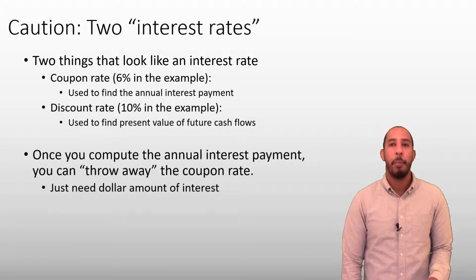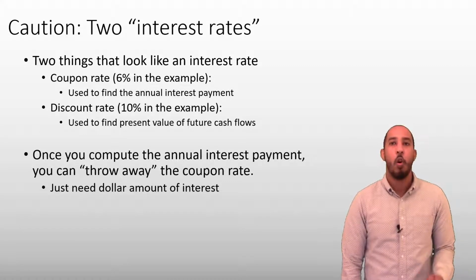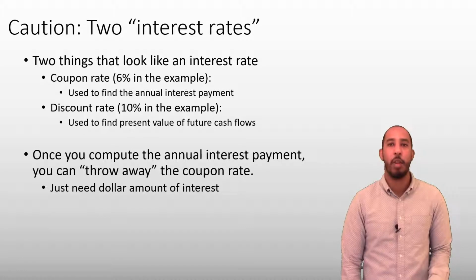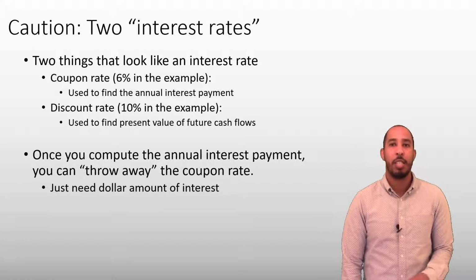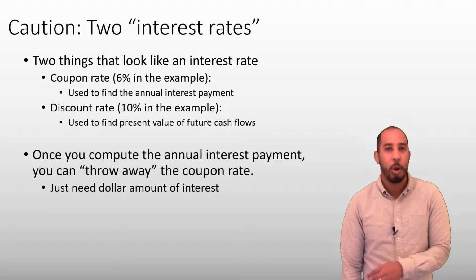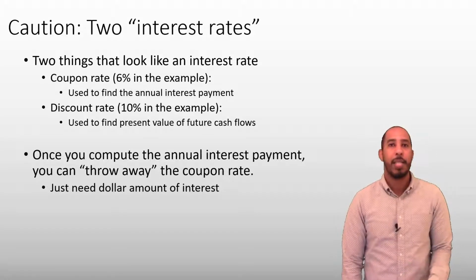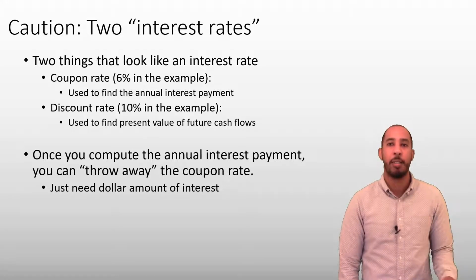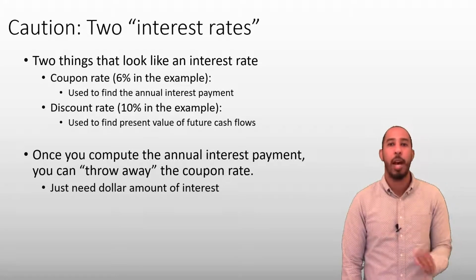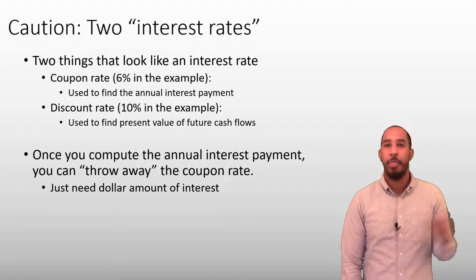The key thing to remember is that the coupon rate is only used to determine the size of the annual interest payment. Once you figure out these dollar amounts to put on the timeline, you can throw that coupon rate number away. You won't ever use it again. A mistake I see commonly is students use that coupon rate as the I to find the present value. Make sure that you're careful not to do that. Use the coupon rate just to find the size of the annual payment, then get rid of it.